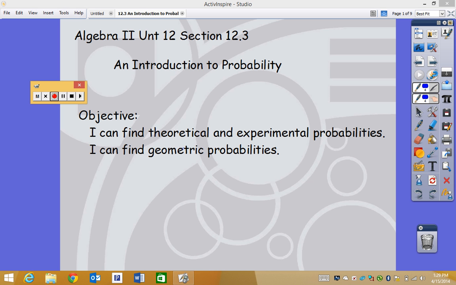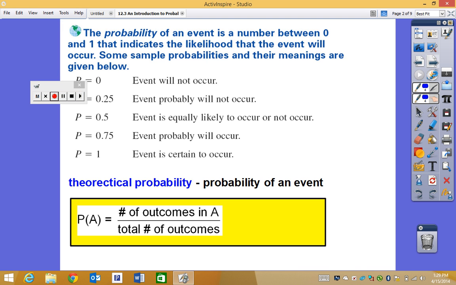In this lesson, we are going to find theoretical and experimental probabilities, and we're going to find geometric probabilities. The probability of an event is the number between 0 and 1 that indicates the likelihood that the event will occur. Here are some sample probabilities and their meanings.